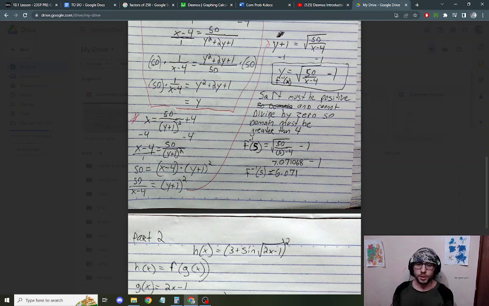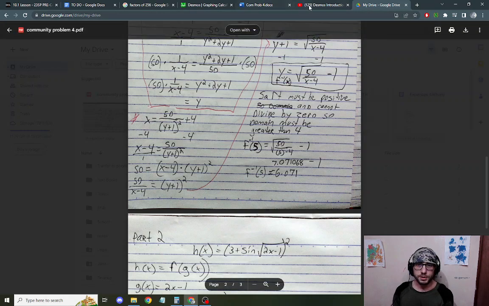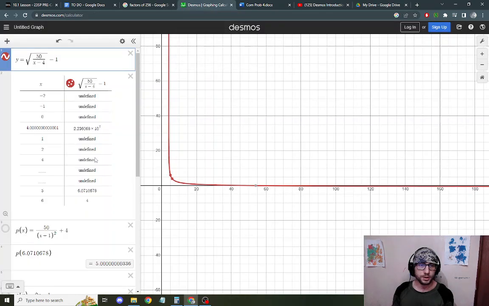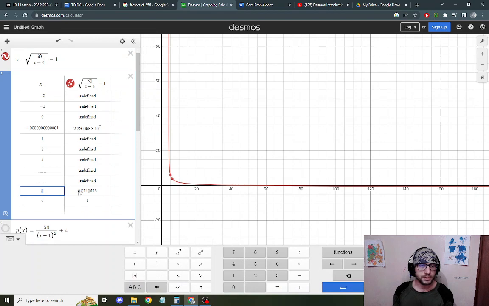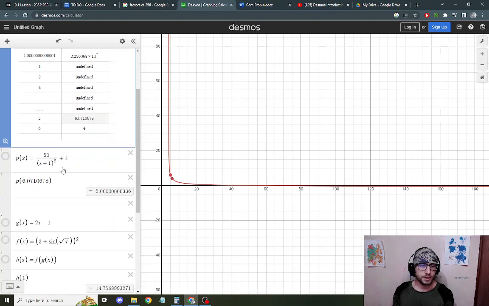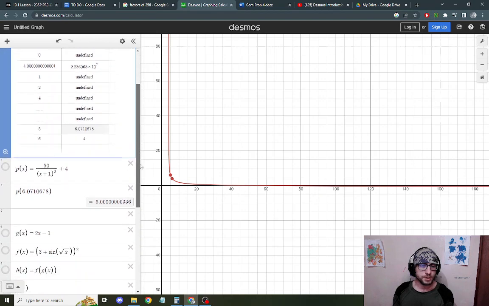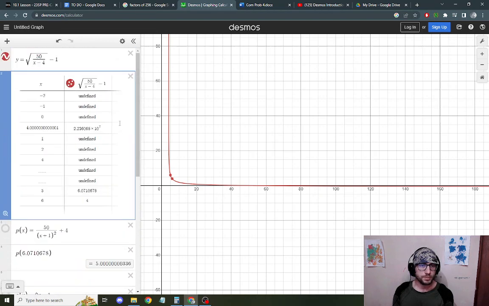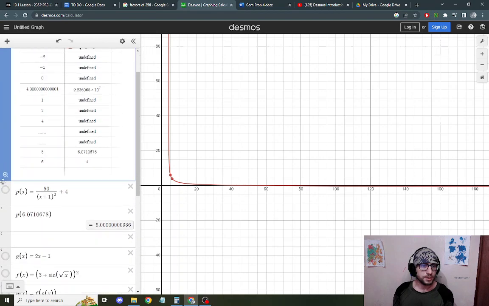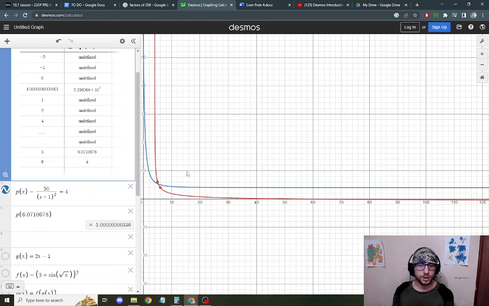So plugging 5 into the function, we get 1 on the bottom. So the square root of 50 is 7.07 something, minus 1 is 6.071. Checking that on our calculator or graph, you can see 5 is 6.071. And again, these are inverse functions, so we can see this on the graph. Oops, where'd it go? Oh, there it is. Okay, so the blue one is our original function.